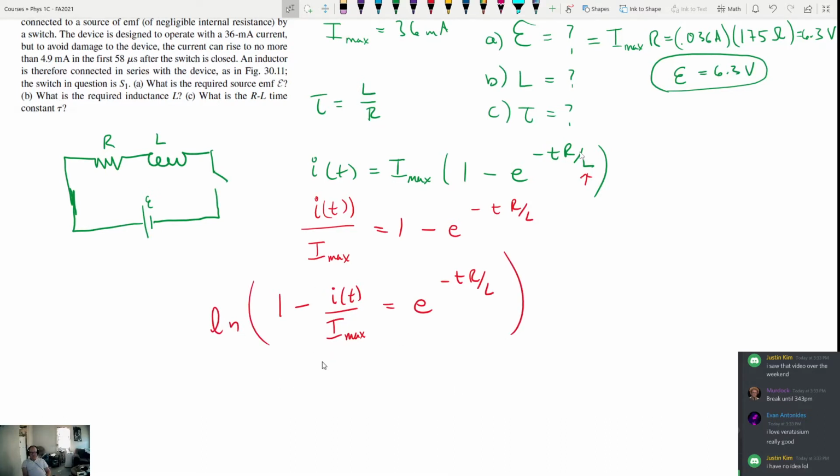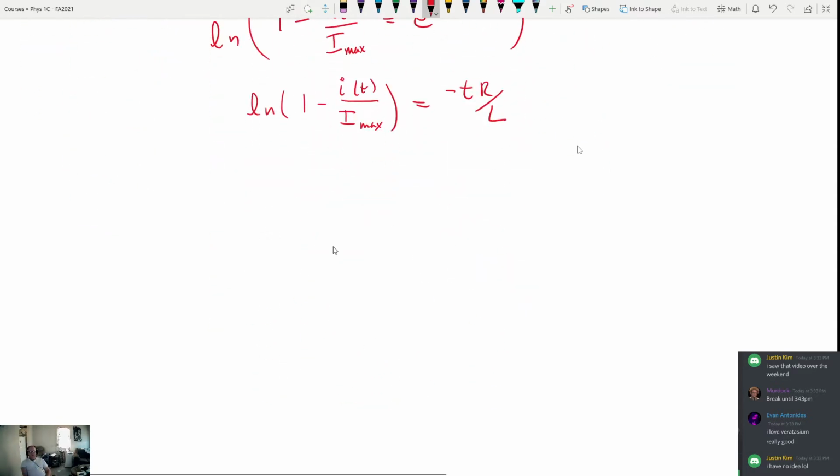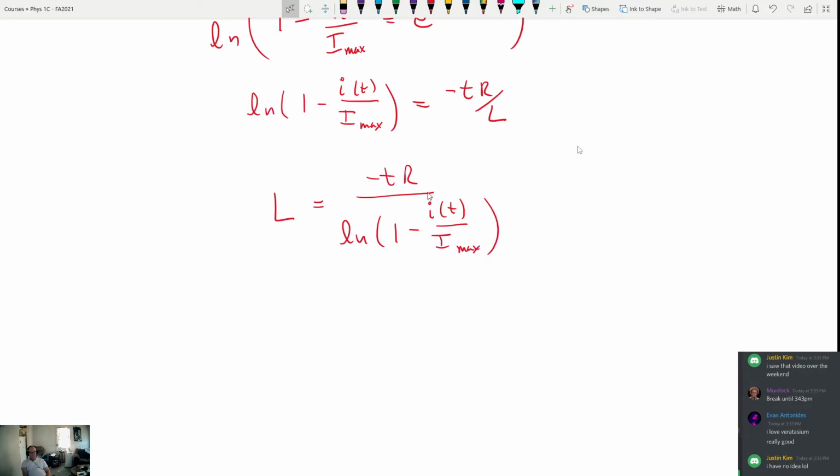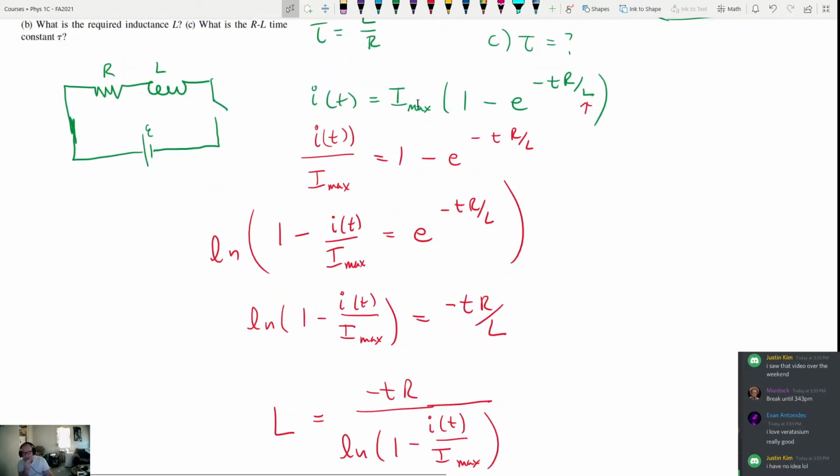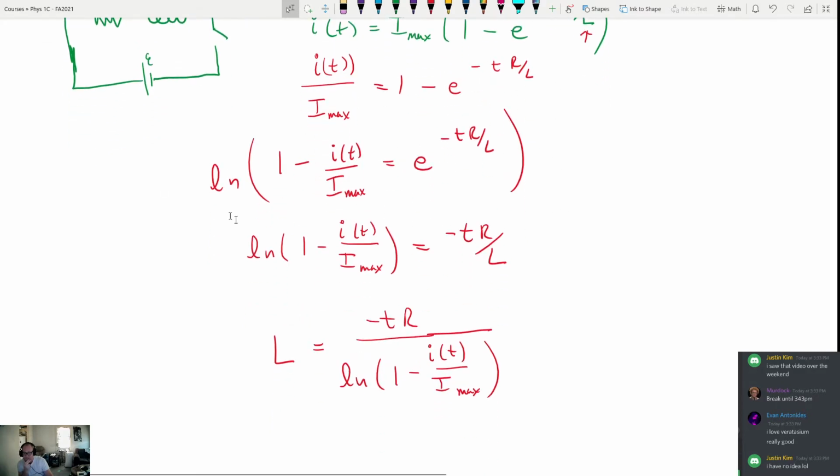The natural log of the left-hand side is going to be the natural log of 1 minus I of t divided by I max, and this is equal to negative tR divided by L. Our goal is to find L. That means L is equal to negative tR divided by the natural log of 1 minus I of t over I max. Assuming I didn't make any mistakes, let's look at the algebra real quick. I divided by I max, and then we did 1 minus this is equal to this. We did the log of both sides, so we get the log of this whole thing. The log of this is just negative tR over L. Multiply the L over here and divide this whole thing down here. I think we did it right.